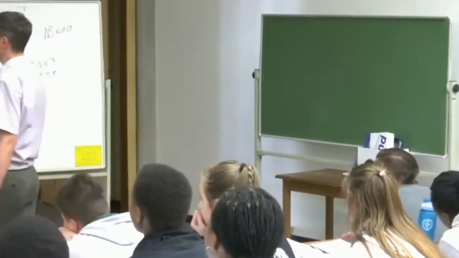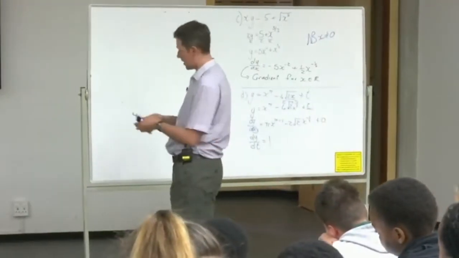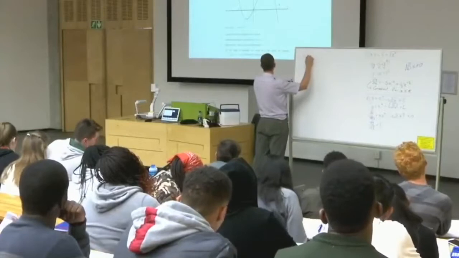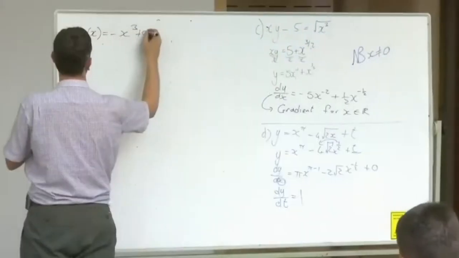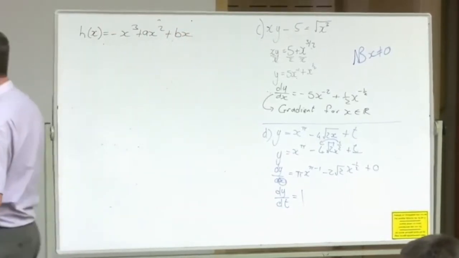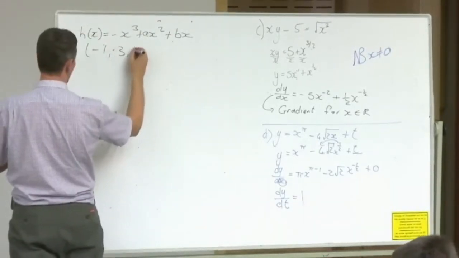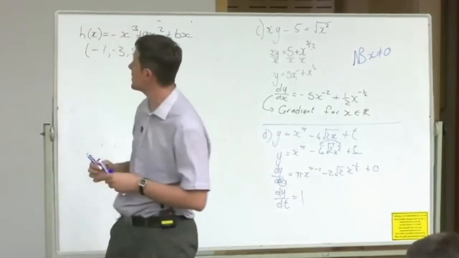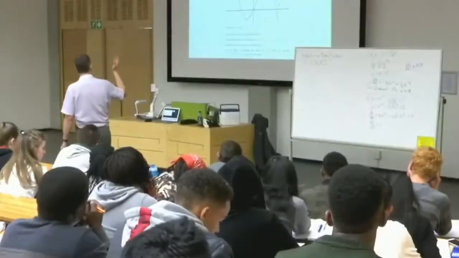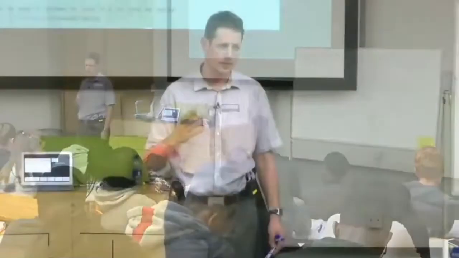Because if I look at this question, it says, the graph of h of x equals negative x cubed plus ax squared plus bx is shown below. They tell you that A (negative 1, 3.5) and B (2, 10) are the turning points of h. The graph passes through the origin and further cuts the x-axis at C and D.